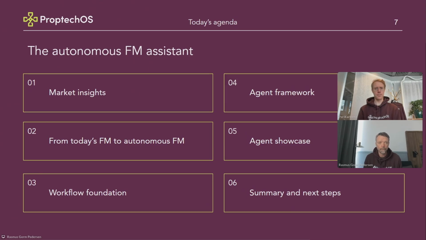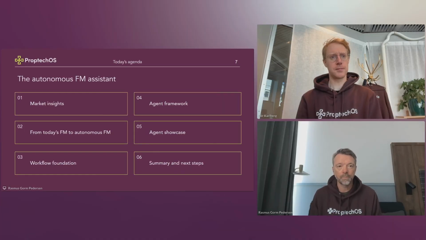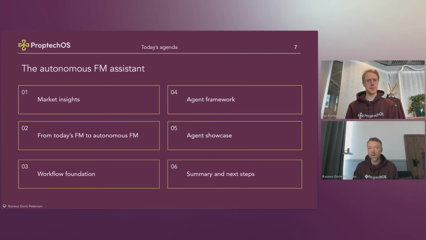processes and roles. We will look into the workflow foundation that is already in Proptech OS, the operating system of Proptech OS. It has been there for 4 or 5 years. And we'll use a typical alarm to work order process. I guess many of you know how much time you spend on that. And that will get us into the agent framework and the showcase. And as usual, we'll summarize and invite you to a deep dive and explain the next steps.